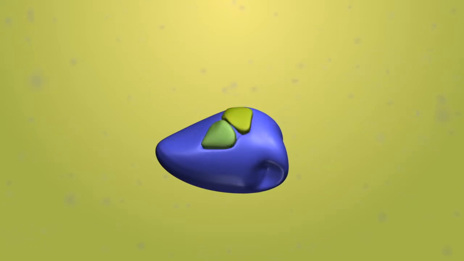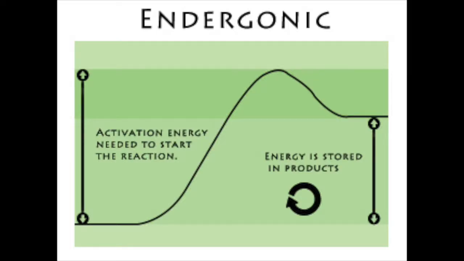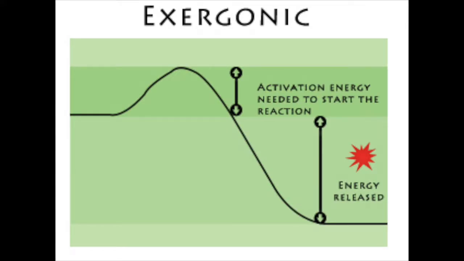The product or products are formed. If bonds are created, causing energy to be stored, it is an endergonic reaction. In these reactions, there is less energy in the reactants than there are in the products. If bonds are broken, causing energy to be released, it is an exergonic reaction. In these reactions, there is more energy in the reactants than there are in the products.